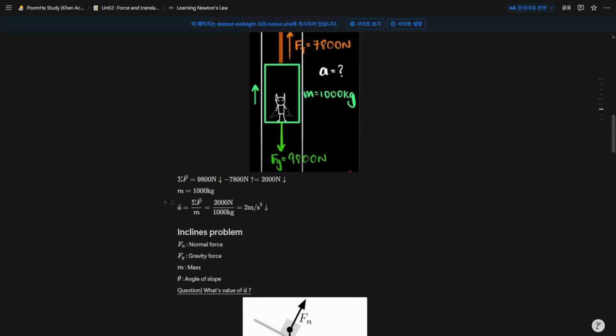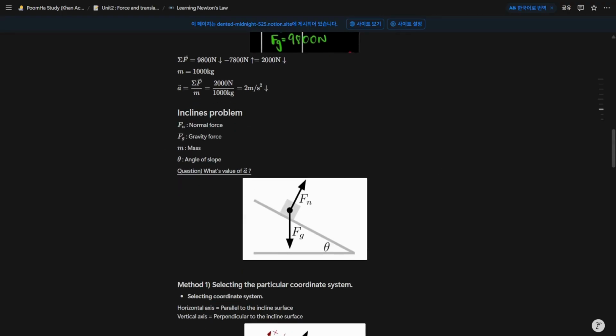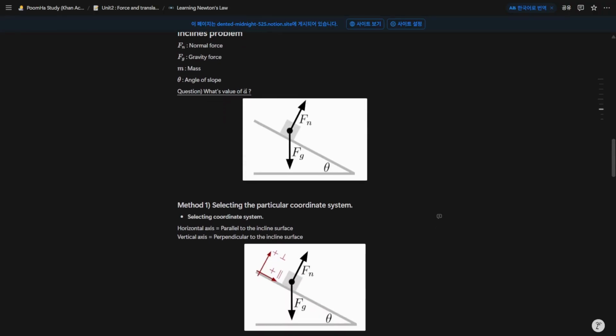Let's go to another problem. A box is on a slope. There is normal force Fn, gravity force Fg, and mass, and theta is the sloping angle. The question is, what is the value of the box's acceleration? Depending on the coordinate system, the solution is different.